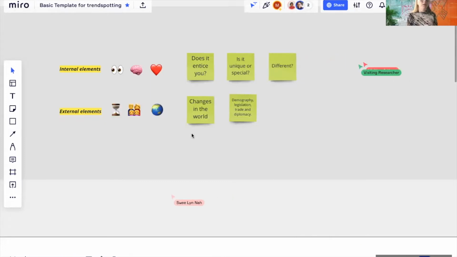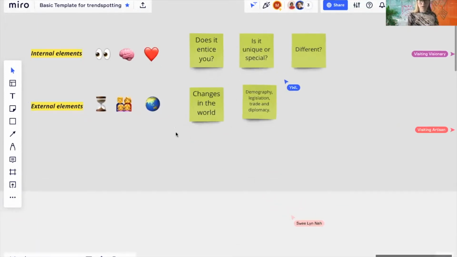The second one is we look at external elements. We look at how things change through time. We look at demographics, we look at the world, we look at changes in the world. So we look at legislation, we look at trade, and we look at diplomacy. Those of you who are going to be doing the futures modules in a couple of weeks will be looking at this from a lens of scenario planning, and you will be looking at externalities and macroeconomic forces. So those are also big external elements that can guide you in your trend making.